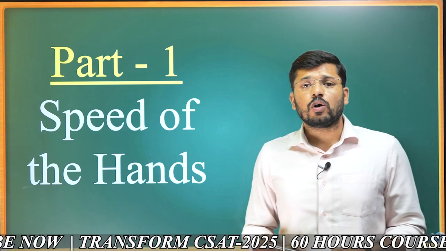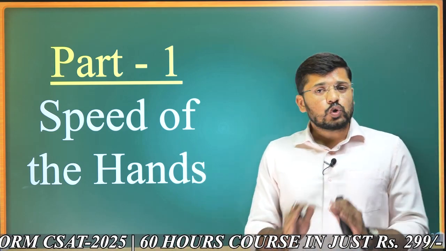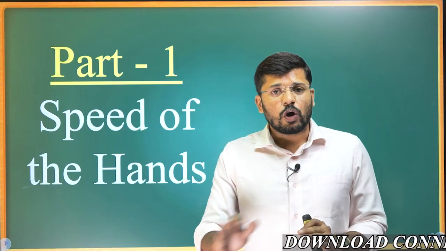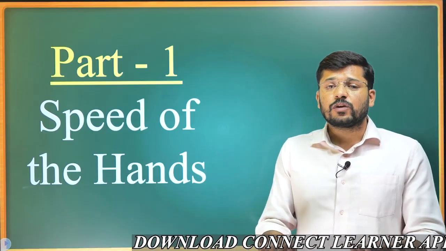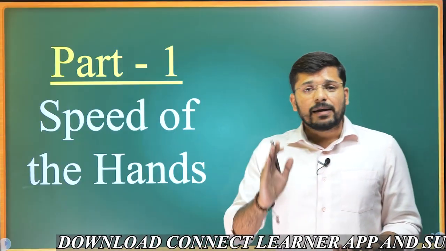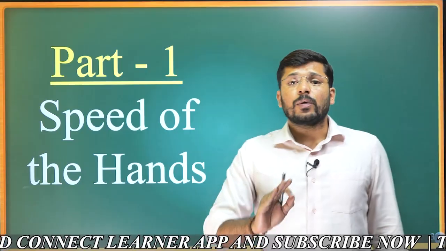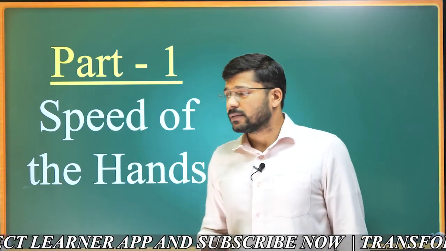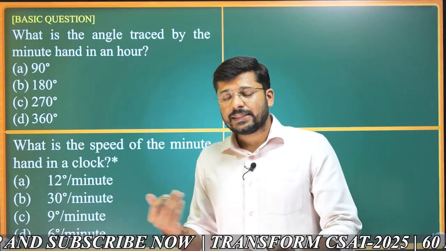What are the hands of a clock? The minute hand and the hour hand are called the hands of a clock. Usually 99% of the time we will not talk about the second hand. Whenever they tell you the hands of a clock, they mean the hour hand and the minute hand. So in part 1, we will talk about the speed of the hour hand and the minute hand. Okay, let us see the first question. I will teach you the concepts through questions, so that it is easy to learn.